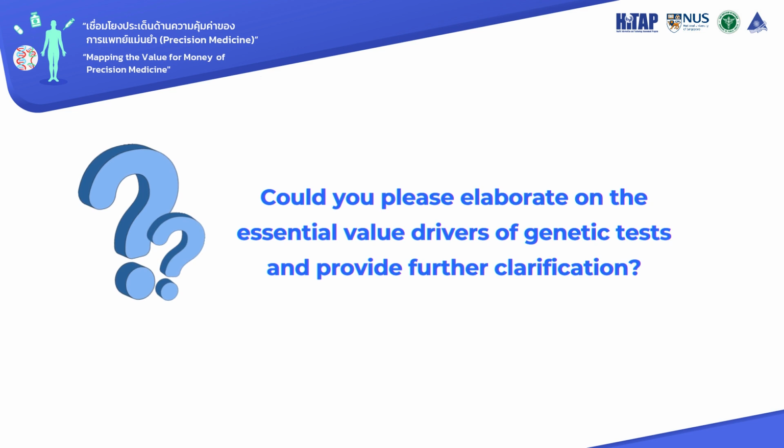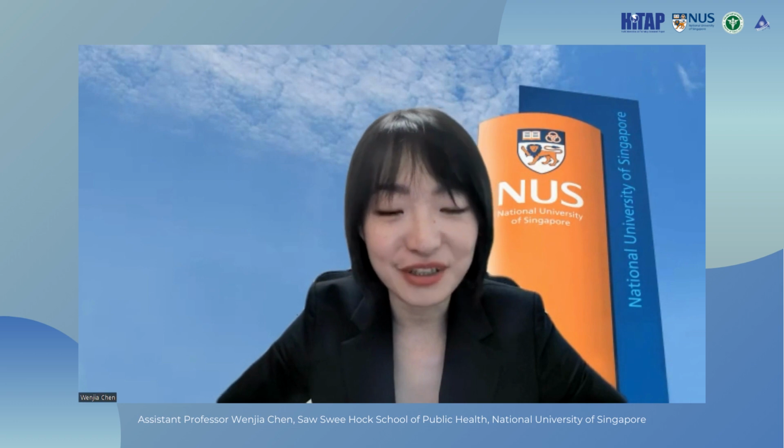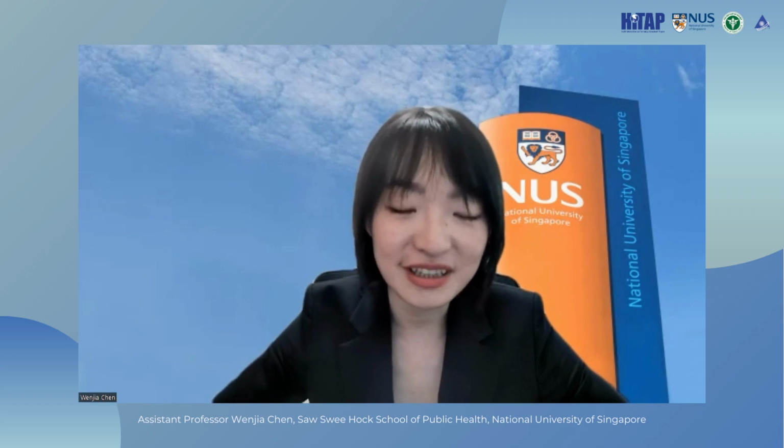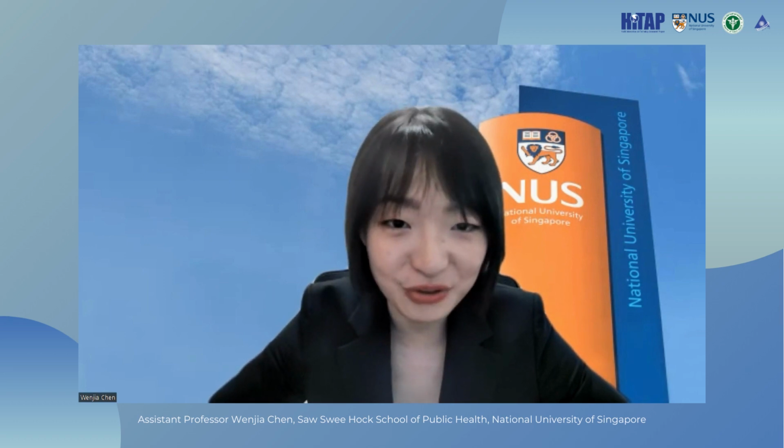Could you please elaborate on the essential value drivers of genetic tests and provide further clarification? So the term essential means that we identified those value drivers from a machine learning algorithm. A typical outcome when we are using a machine learning based algorithm is that we sometimes call the selected predictors essential features. That's why we use the term essential.